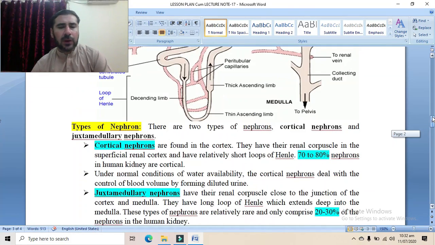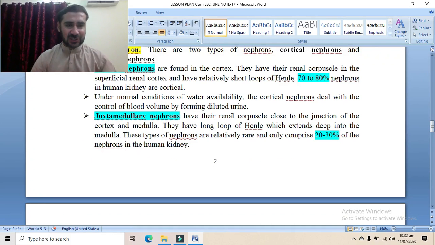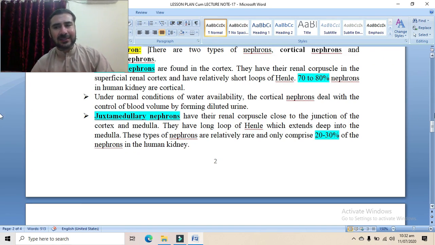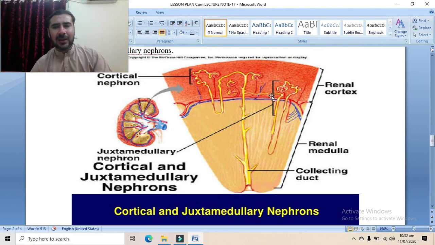We will move towards the second type, the juxtamedullary nephrons. These are the nephrons which are found at the junction, close to the border of the cortex and medulla. So diagrammatically, these are juxtamedullary nephrons. So they are close to this border. This is the border.